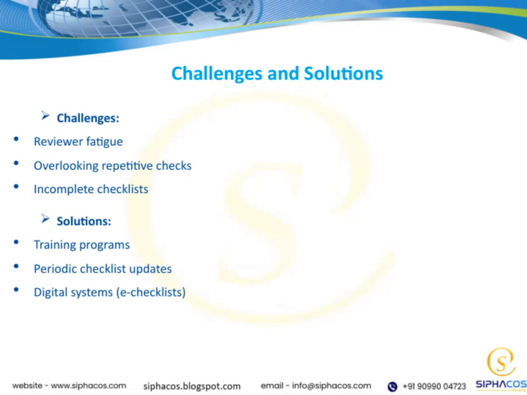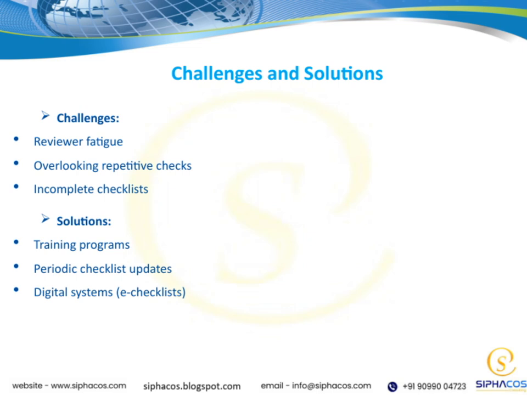Let's take a look at some of the common challenges we face in maintaining effective checks. One major issue is reviewer fatigue, which can lead to mistakes or missed details over time. When people become tired or overwhelmed, it's easy to overlook important steps, especially during repetitive checks that can feel monotonous. Additionally, incomplete checklists can pose a problem, as they might omit critical items, increasing the risk of oversight.